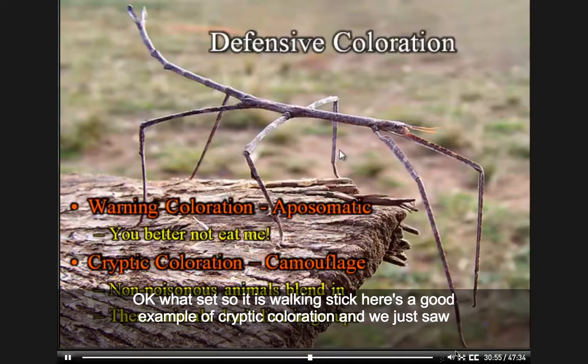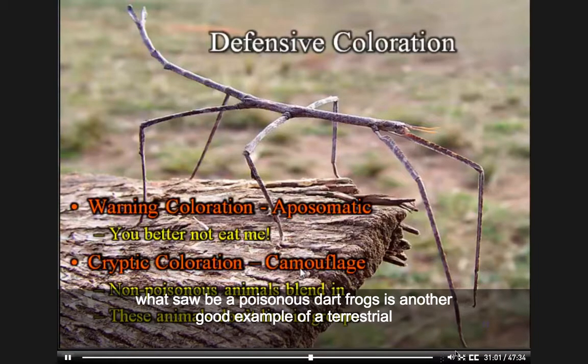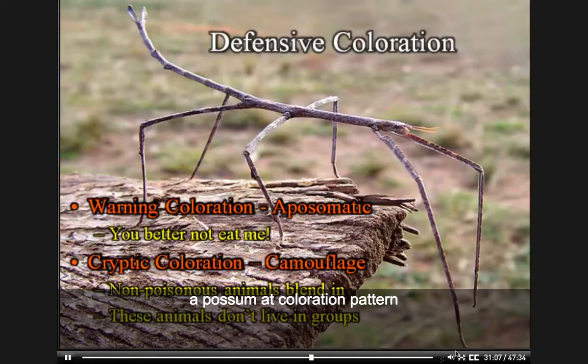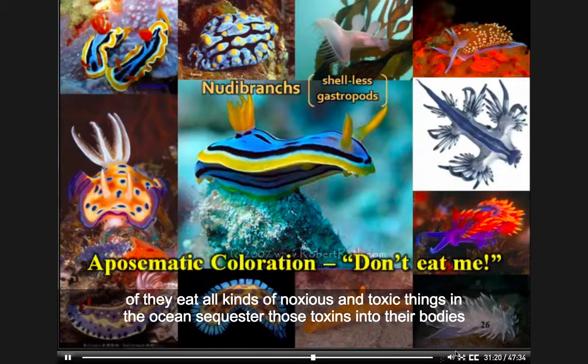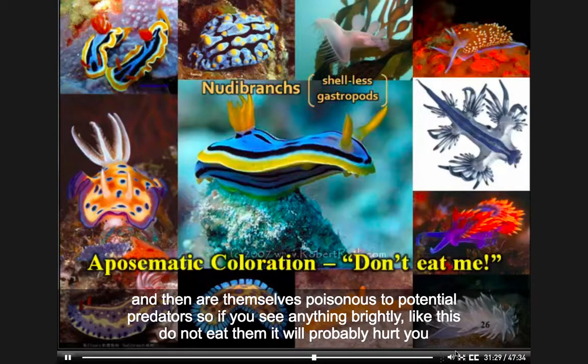Okay, so this walking stick here is a good example of cryptic coloration, and we just saw the poisonous dart frogs as another good example of a terrestrial aposematic coloration pattern. These guys are actually a really good example of marine aposematic coloration. These are nudibranchs. Nudibranchs are shell-less snails, and they eat all kinds of noxious and toxic things in the ocean, sequester those toxins into their bodies, and then are themselves poisonous to potential predators. So if you see anything brightly colored like this, do not eat it. It will probably hurt you.